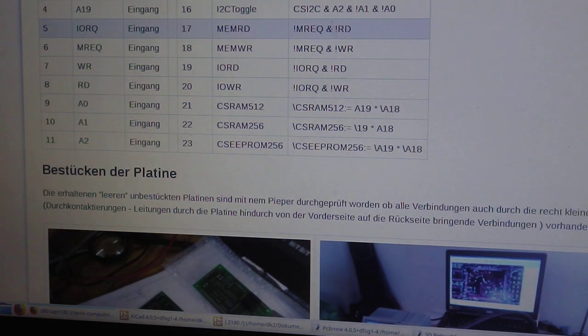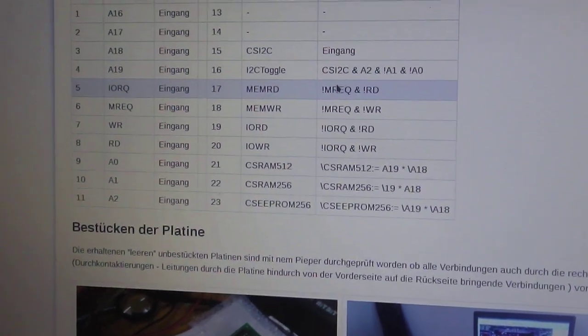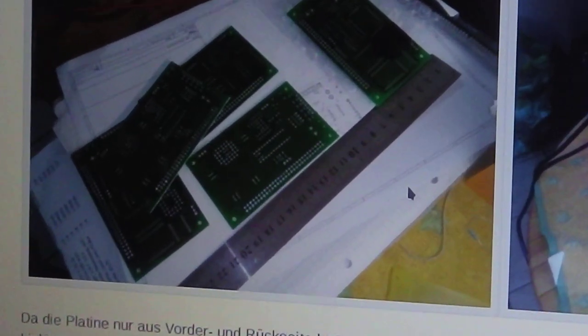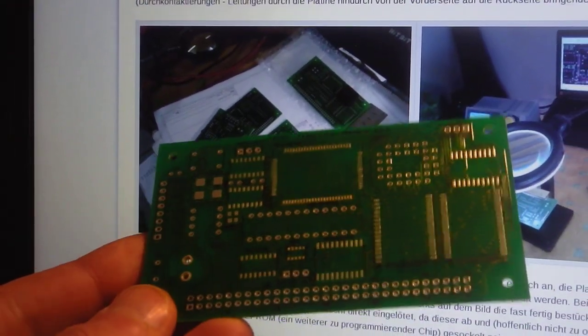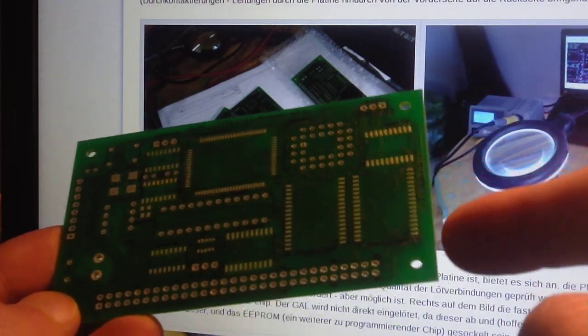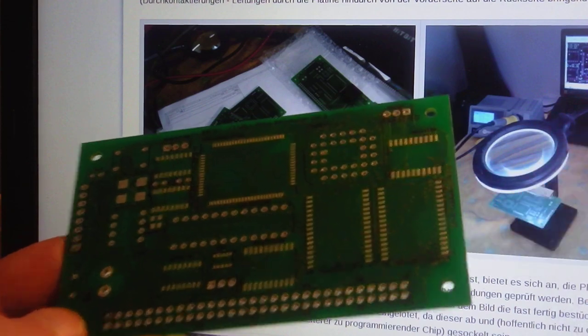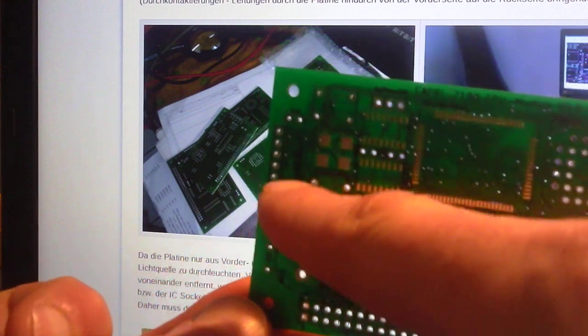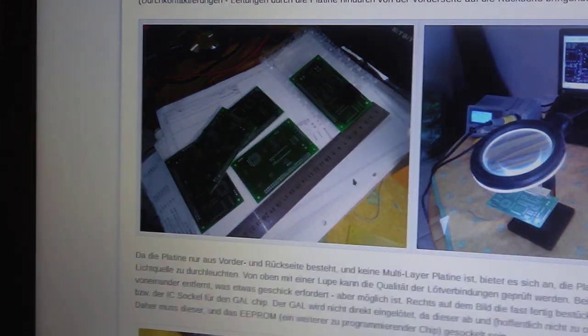On here is my logic for my GAL. So while I had to wait for the PC boards, I was thinking about this one here. And then the PC boards arrived. Actually, they are 10 centimeters by 6 centimeters, about 58 millimeters here. I even managed to put the mounting holes on. It's cool. It's not working.